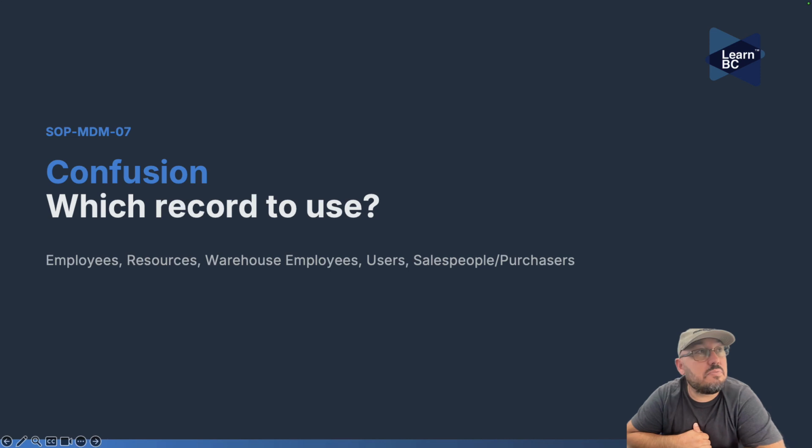Resources. So a resource is something that we charge on the line. You can't charge an employee out on a line. So if you've got sales or purchase lines or journals, there is no such thing as an employee. There's only resources. We have warehouse employees, which is about enabling a particular person to see a preference within a warehouse. You have your users, which is the person who logged into Business Central. And then you've got your salespeople and purchasers, which is just the identifier of who raised the sales document or purchase document and how you track accordingly.